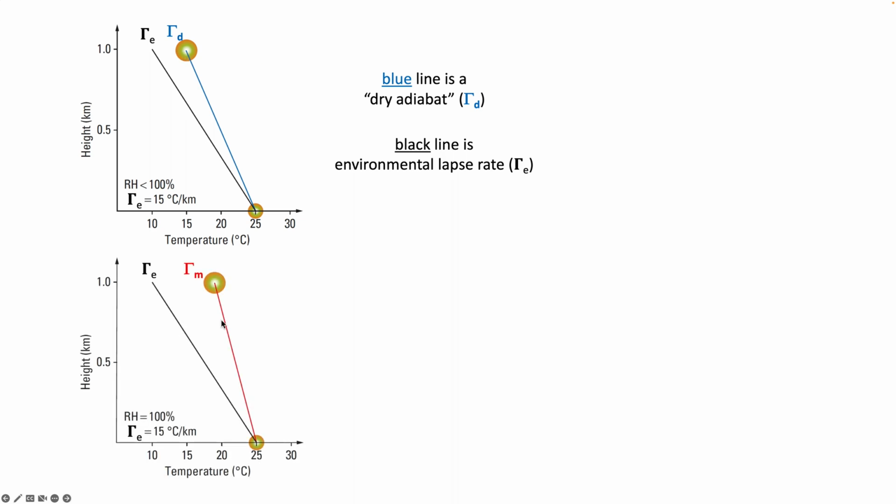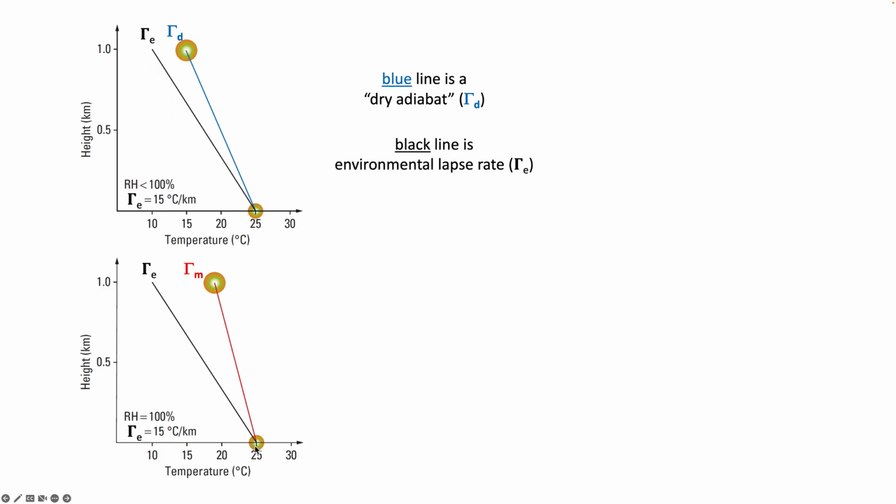Well, what about when the atmosphere is moist? So let's see what happens when we have a moist parcel. So you'll note again, we have exactly the same environmental lapse rate line. It's no different. The environmental lapse rate remains 15 degrees Celsius per kilometer.